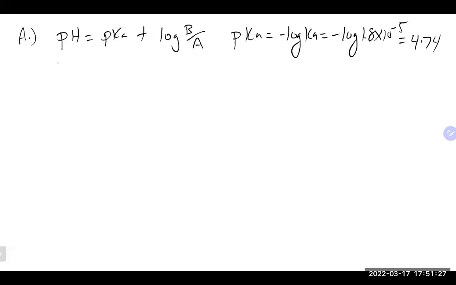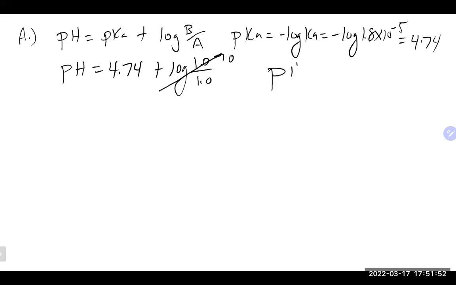At this point you could go right in, and the pH is equal to 4.74 plus the log. In this case, the sodium acetate obviously is our base. The acetic acid obviously is our acid. And they are both 1 molar in this case. That basically gives me the log of 1, which is equal to 0. And that gives me that the pH here is 4.74.